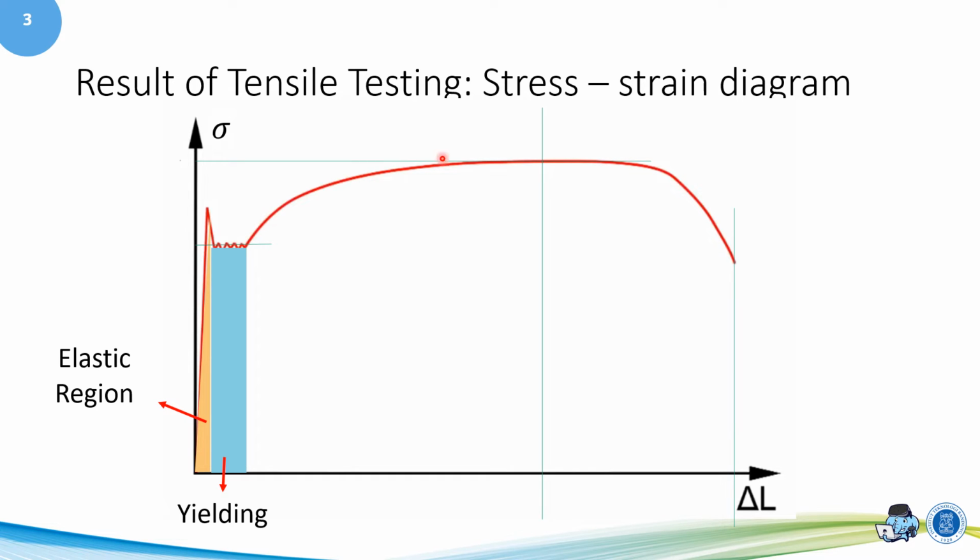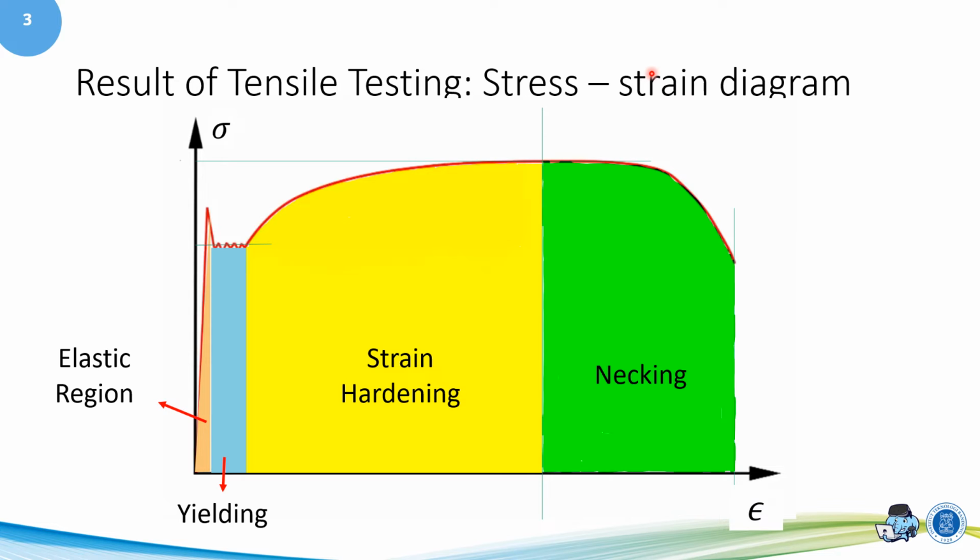The rest of this curve is called the strain hardening. In the strain hardening, the material will become stronger due to the plastic deformation. Then, after the maximum stress, the specimen will have necking. Necking is the localized reduction of the cross-sectional area of the specimen under tensile load, as you can see in the figure. You can see the area here, the cross-sectional area is reduced due to the tensile testing.